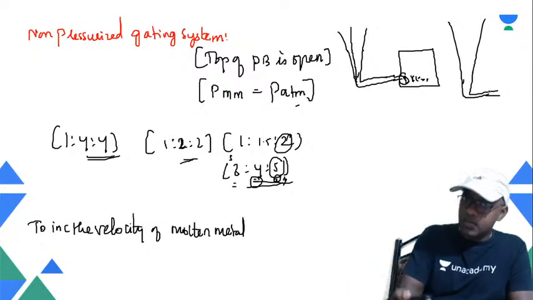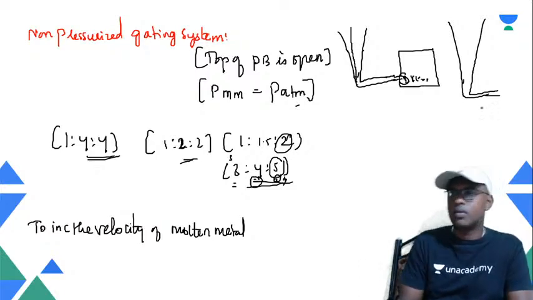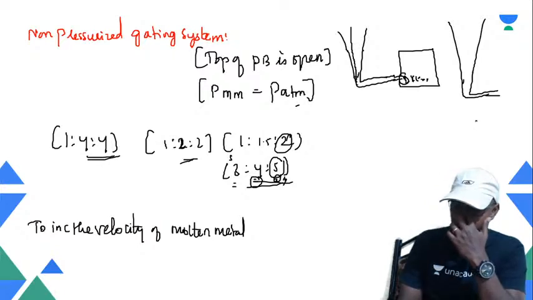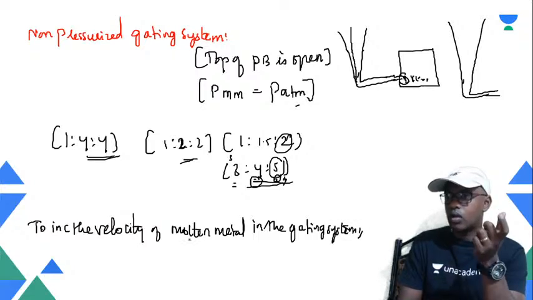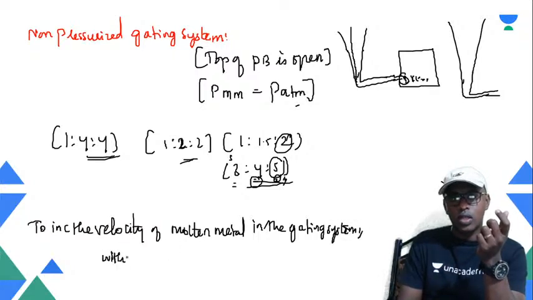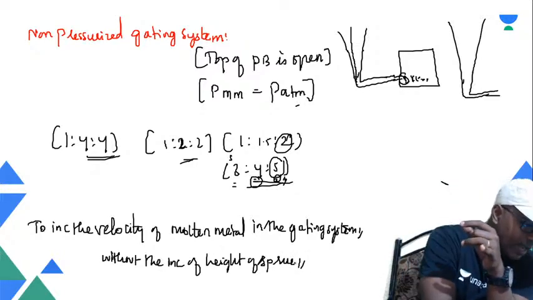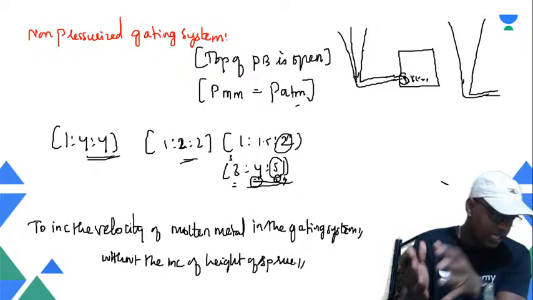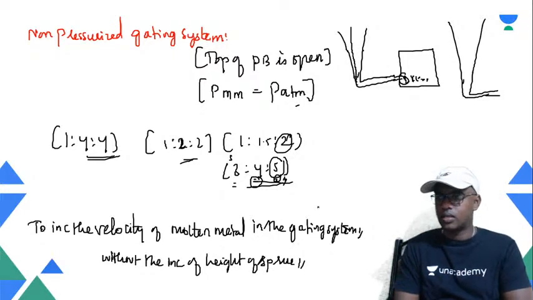So in order to overcome these things, what do we have to do? Make the system pressurized. To increase the velocity of the molten metal in the gating system, we have to go for that, without increasing the height of the sprue. Hope it is clear, sir. I would like to hear from you all for further discussions here. So please make a note.